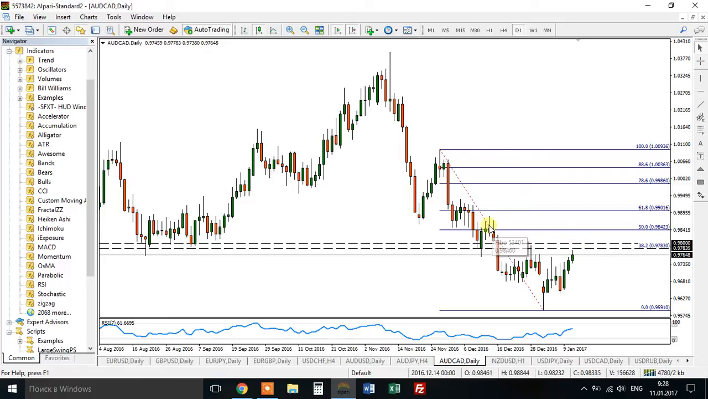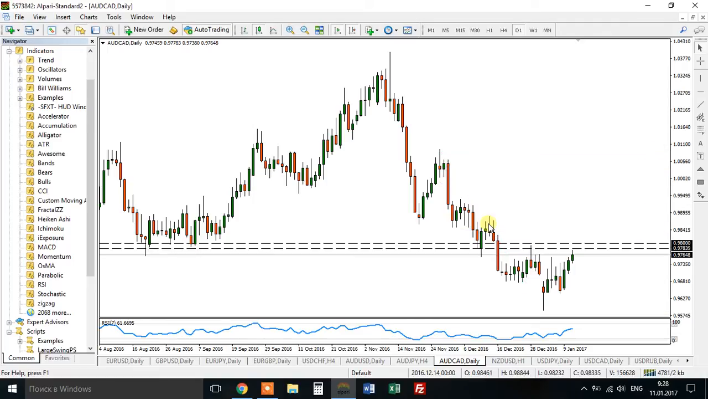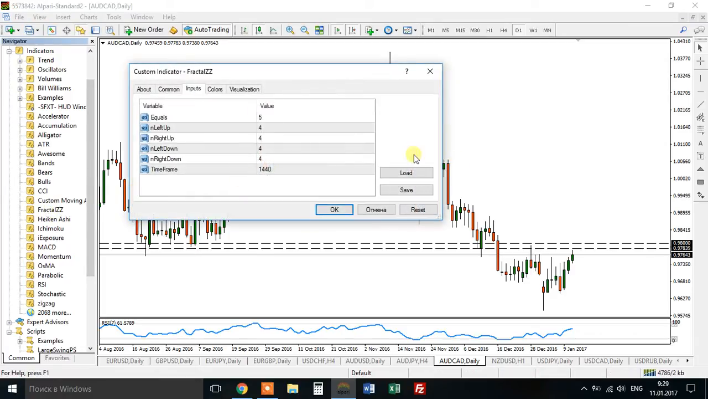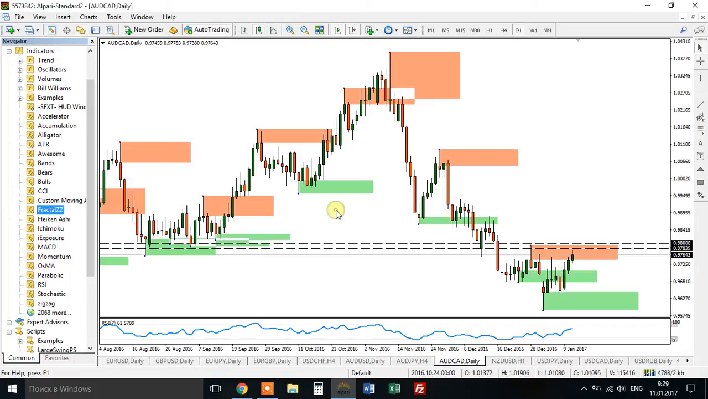What else can I do? I don't see anything here. I can apply my indicator that is called the Fractal Zones indicator, and it will show me support and resistance zones. I just need to set the higher time frame. My higher time frame is daily, so I want the rectangles to be drawn on the higher time frame. And you can see that it draws somewhere at this area.